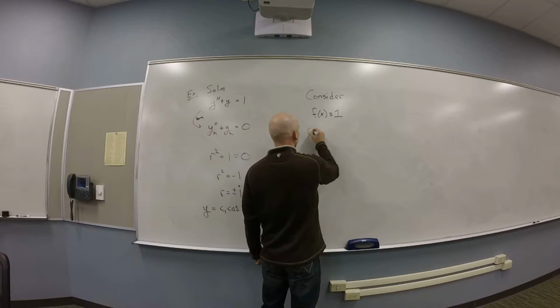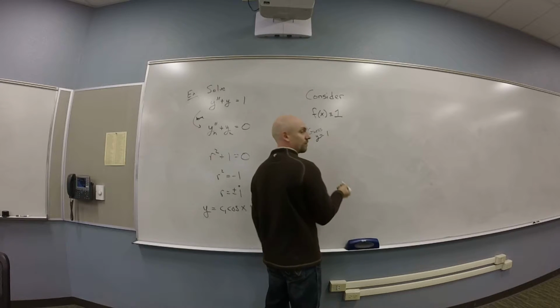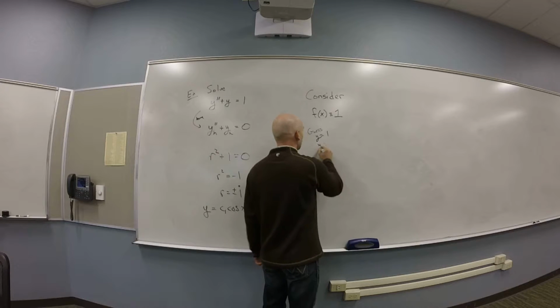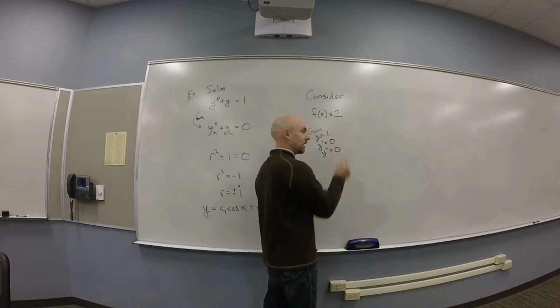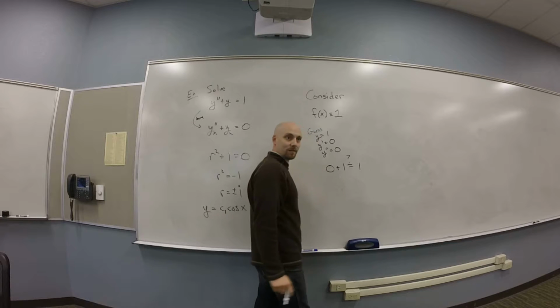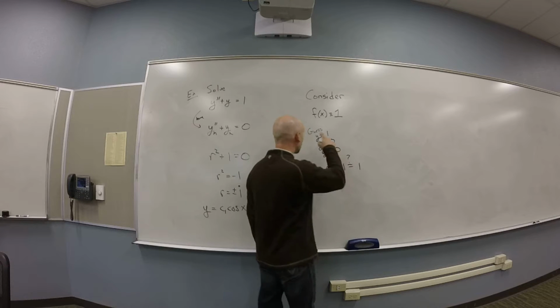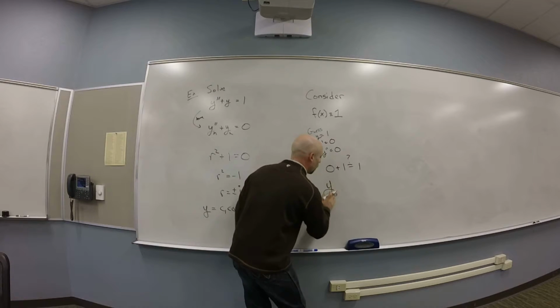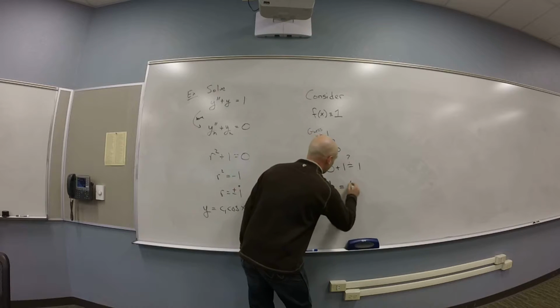We're like, okay, so let me just guess y is 1. Okay, then y prime is 0. y double prime is 0. If I sub that back in, I get 0 plus 1. And I'm wondering, is that 1? Last I checked. Cool. So here's what I found. I found a particular solution, which I'm going to call y_p. And that solution was 1.